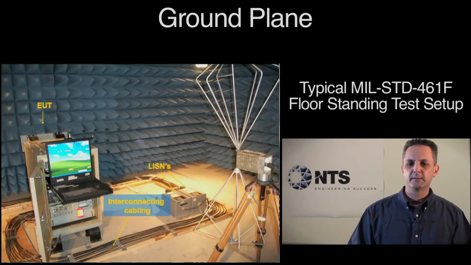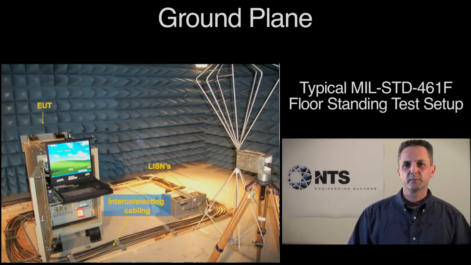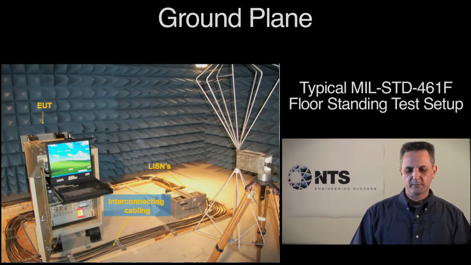Here's a photograph of a typical 461 setup using floor standing test equipment. In this drawing or photograph, you can see that the equipment is positioned on the floor, spaced at least 30 centimeters from the anechoic material or wall of the chamber. You have your interconnecting cabling routed to the front edge of the test setup boundary, in parallel to the front edge of the test setup boundary, for at least 2 meters.